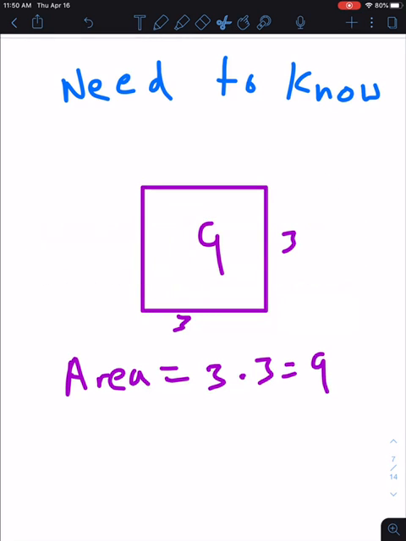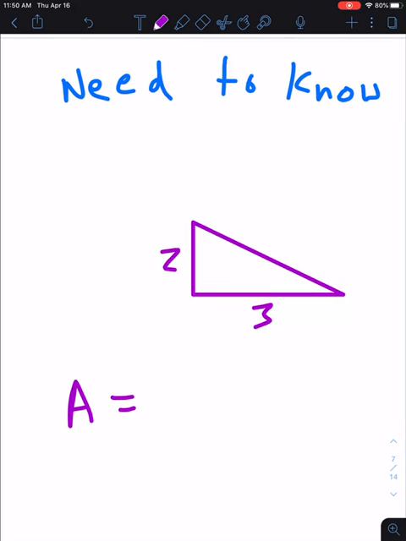Now, if we were to find the area of a triangle, that's the next thing we need to find. Well, why don't I just do a new one entirely? So let's draw a triangle right here. Let's say it has a height of 2 and a length of 3. All right, so the area of a triangle is just the length times the height and then times 1/2, okay?